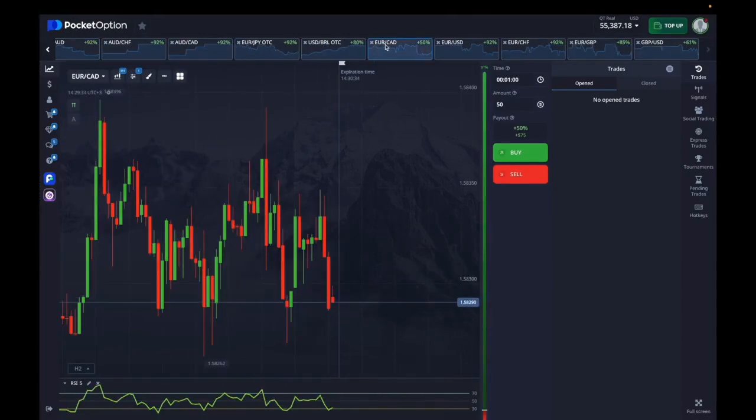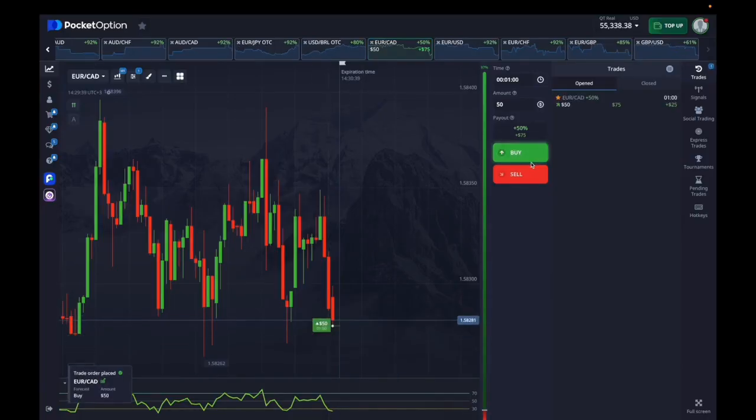In this case, I have the Euro to Canadian dollar pair open in the terminal. We can see that the RSI is breaking through the 30 line. Let's enter a buy position. Expiration time is 1 minute, the amount is $50 and let's see how this turns out.